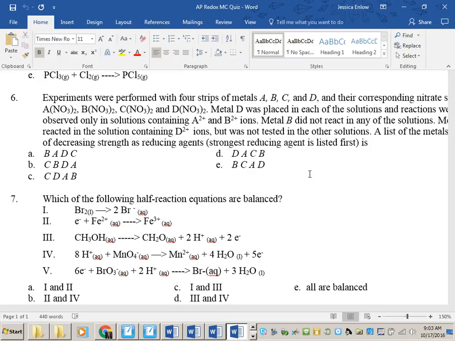Metal C reacted in the solutions containing D plus ions. So metal C reacted with D2 plus, so that one reacted. What does that tell you? C reacted with D, but D didn't react. Well, it didn't say that. Oh no, but it says metal D was placed in all solutions. So that means specifically D with C plus did not happen. No reaction.